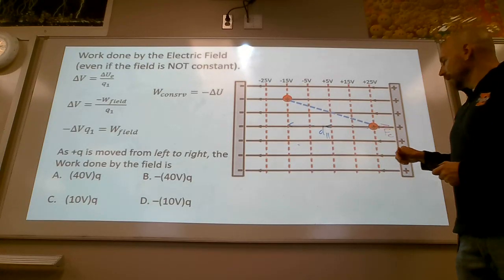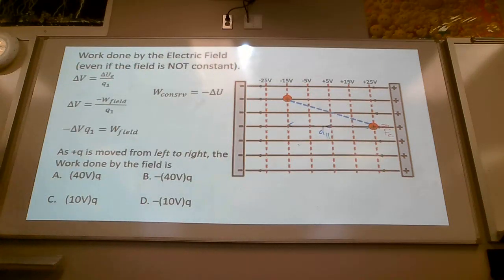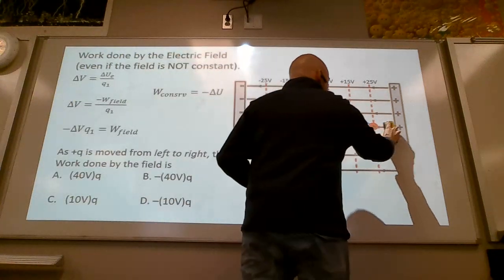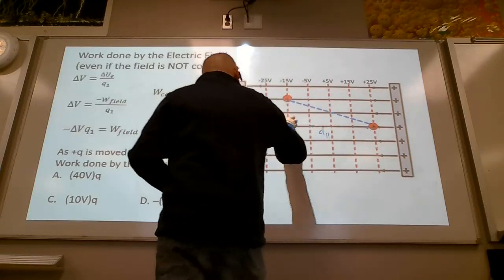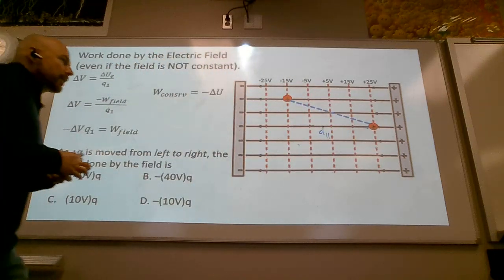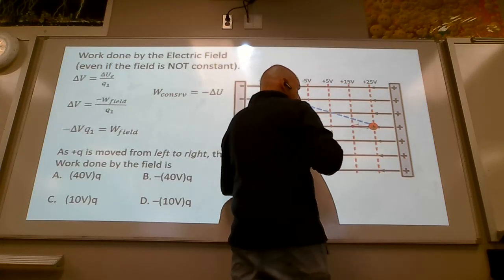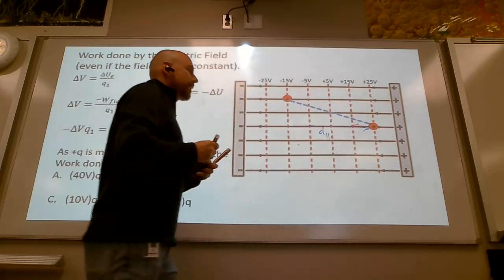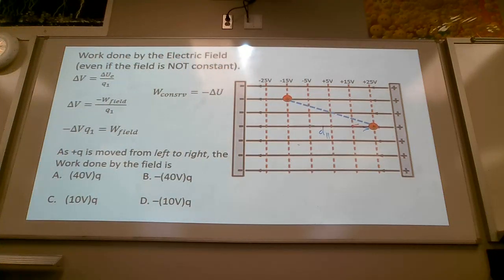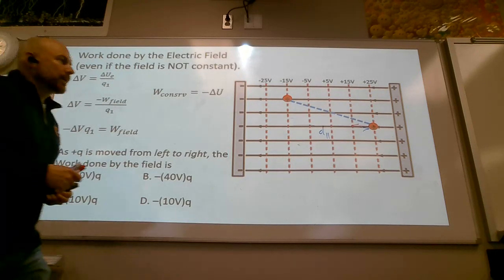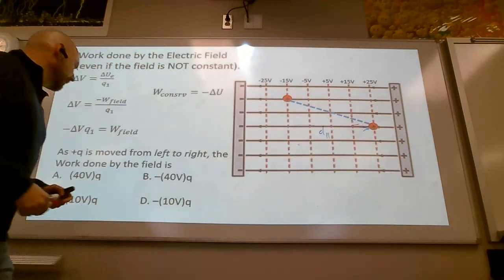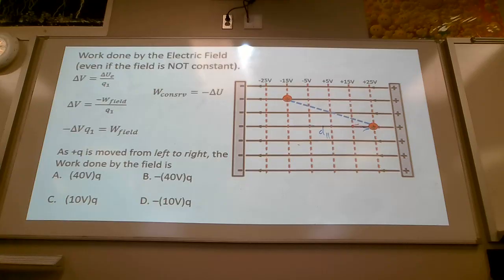The force is going this way. We're moving it this way. So we're making it do what it doesn't want to do. The work done by the field is in the opposite direction of motion, so it's a negative 40 volts per charge. Good with that?